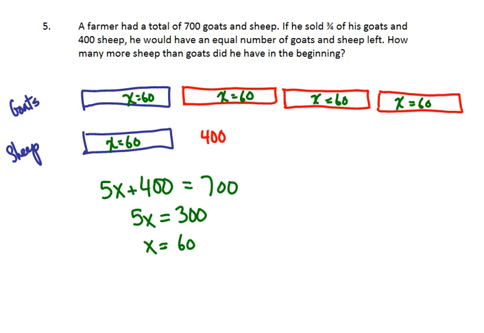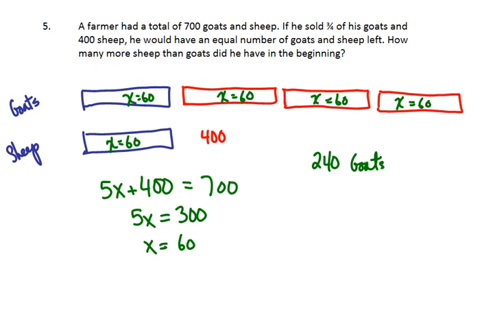represents 60 animals. So originally, how many goats were there? 4 times 60, or 240 goats. And there were 460 sheep.